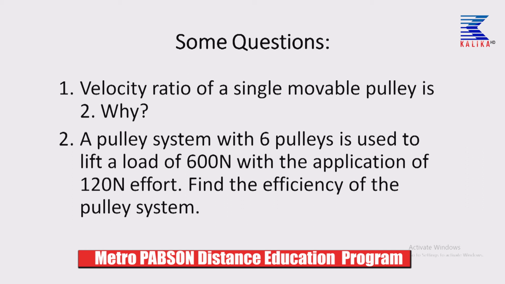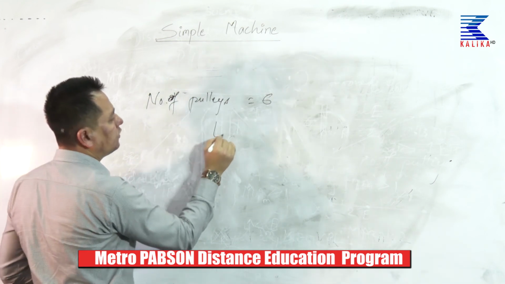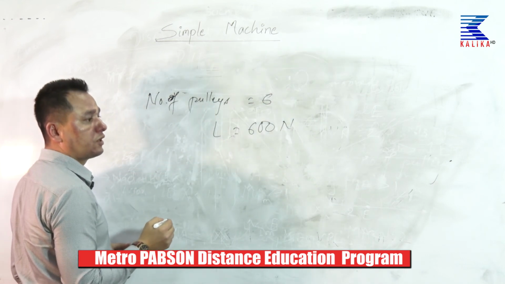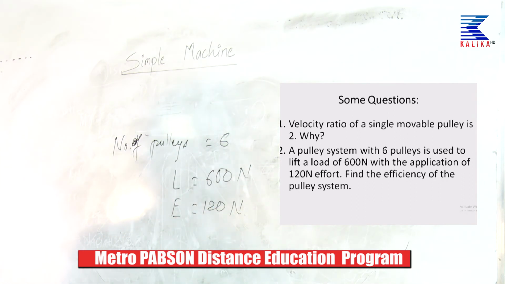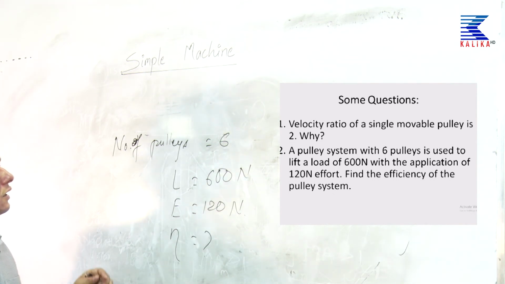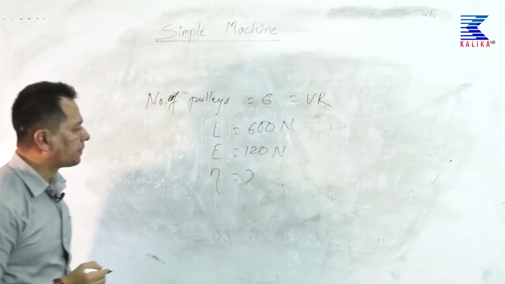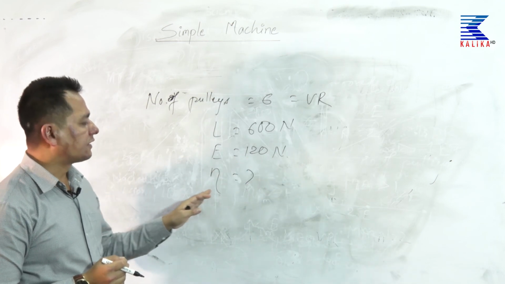Similarly, a pulley system with 6 pulleys, number of pulleys is 6, is used to lift a load of 600 Newton with the application of 120 Newton effort. Effort is 120 Newton. So find the efficiency. Number of pulleys is given, that is 6, so this is VR. VR is 6. Load is given 600 Newton. Effort is given 120 Newton. Now let's find out the efficiency of the pulley system.